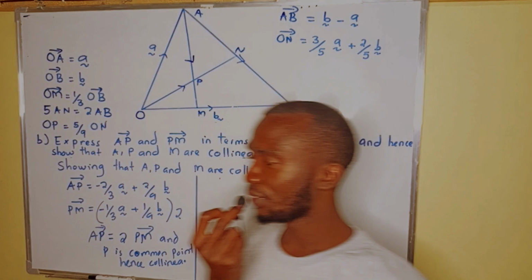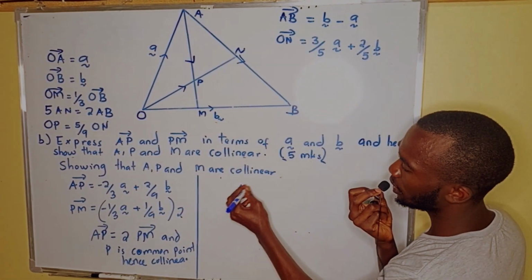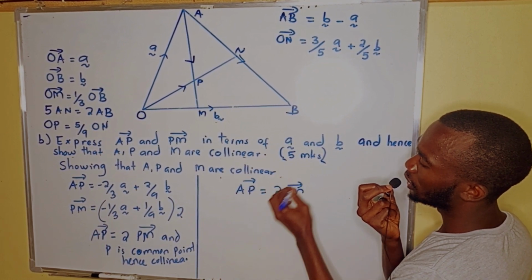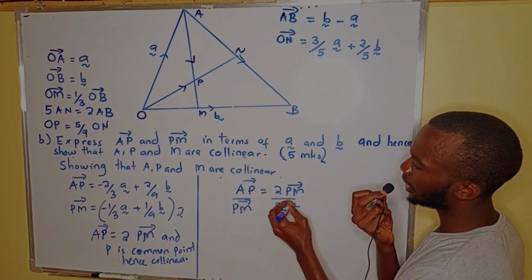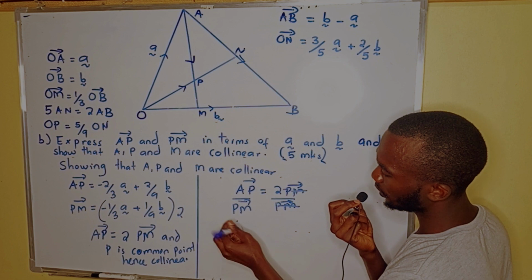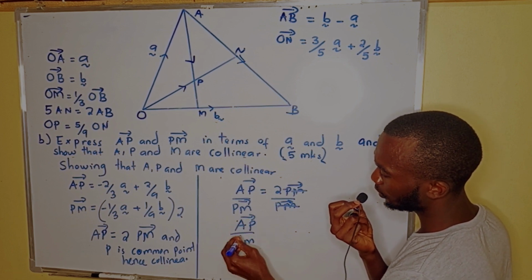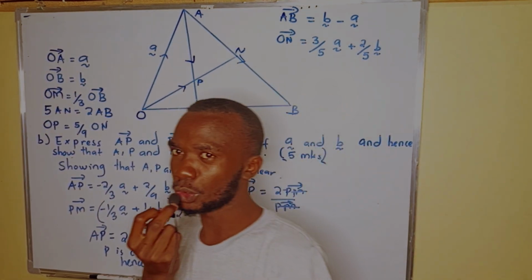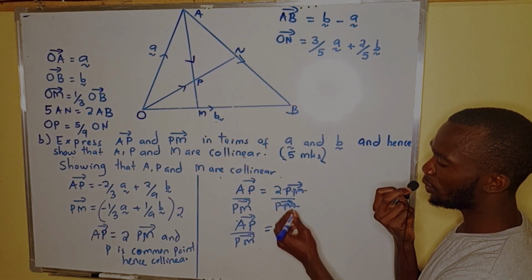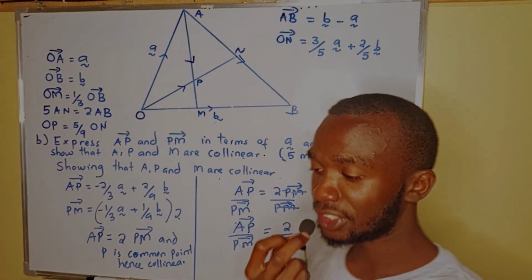Now to go to the last part of the question, ratio AP to PM. So AP is equivalent to 2 PM. So this PM cancels this one. So now we got AP over PM, ratio AP over ratio PM. We are dividing because we want to see what is that ratio. So AP over PM is 2 over 1. So the answer is 2 to 1. And that is how you score your 10 marks.